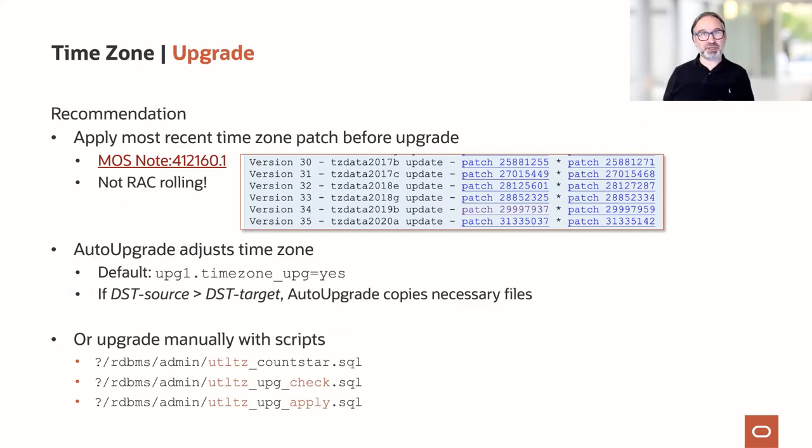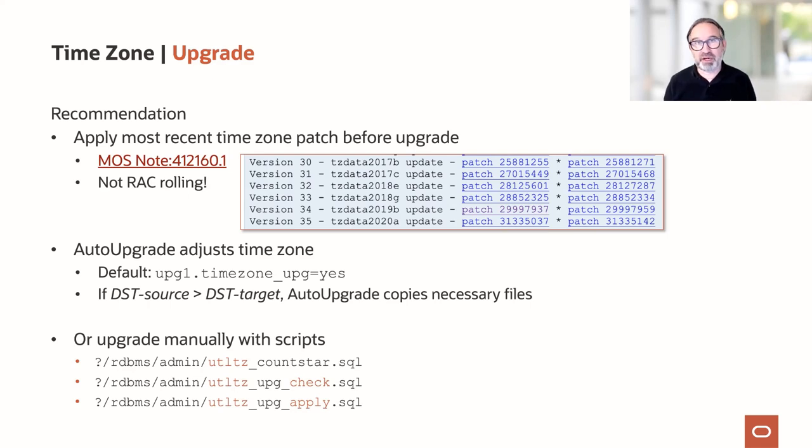But where do you find the patches? Where do you find the time zone patches? This is the MOS note 412160.1. Scroll down. It's a very long note. So you scroll down a lot until you find that table with the time zone patches. You click on a link, you download the time zone patch for your release: 19c, 18c, 12.2.0.1, whatever. Be aware, time zone patches are not rolling installable.